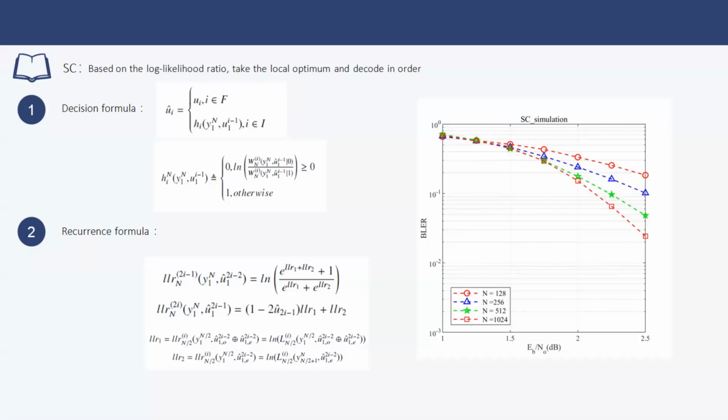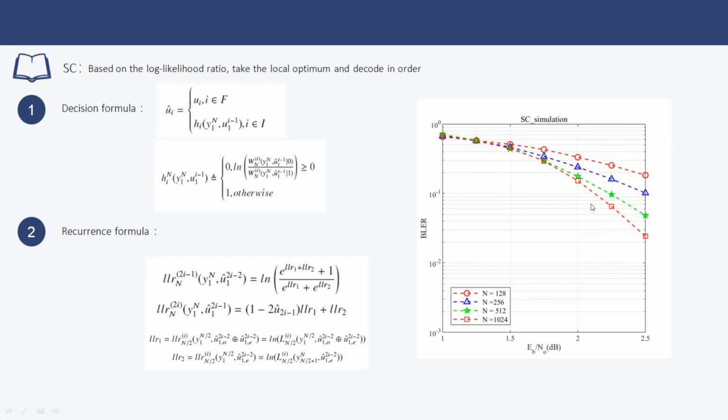So the SC decoder firstly uses the received signal Y1N to decode U1 and gets the decoded U1 over here. It uses the decoded value U1 and the signal together to decode U2 and get the decoded value of U2, and uses this U2 to decode U3. So it's like the decision formula and the credence formula is over here.